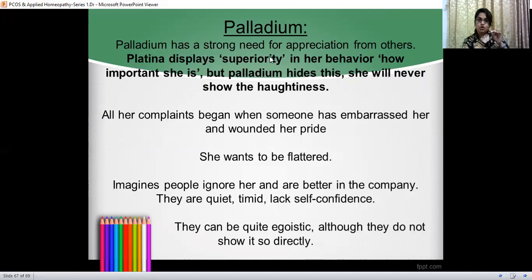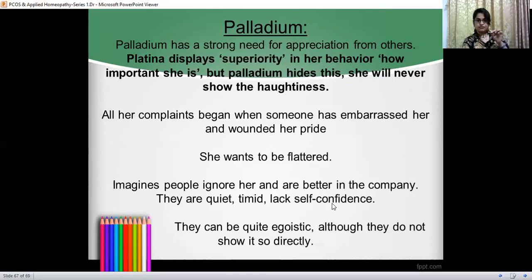Palladium has a strong need for appreciation from others, as we had seen in our patient. She was not loved. I'm not loved. I'm not appreciated. Platina displays superiority in her behavior, how important she is, but palladium hides this. She will never show the haughtiness. All her complaints began when someone embarrassed her and wounded her pride. She wants to be flattered, imagines people ignore her and are better in company.